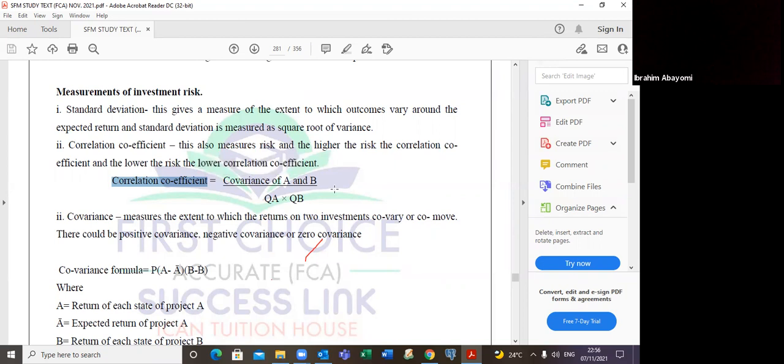Covariance of A and B, we call it COV AB. You can abbreviate it as COV AB. That is the covariance of A and B divided by the standard deviation of A times the standard deviation of B. That gives the correlation coefficient of investments A and B. That's the formula for computing correlation coefficient.